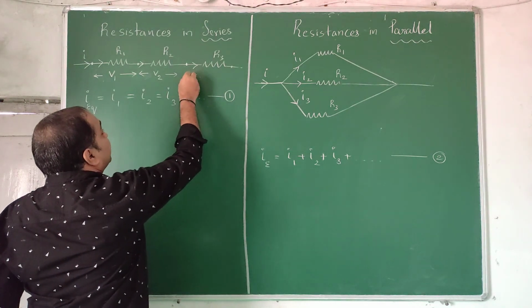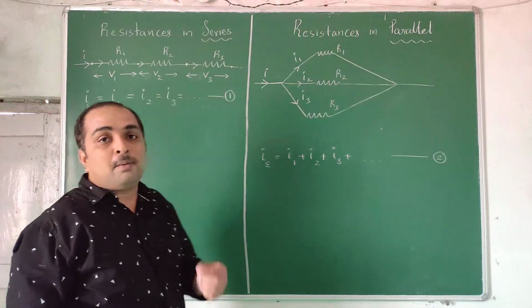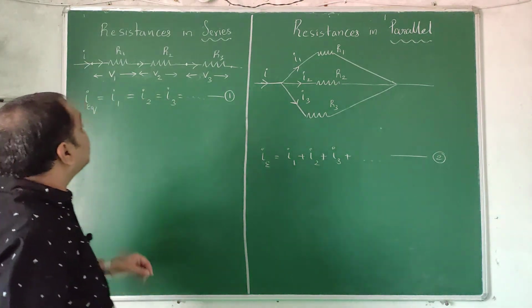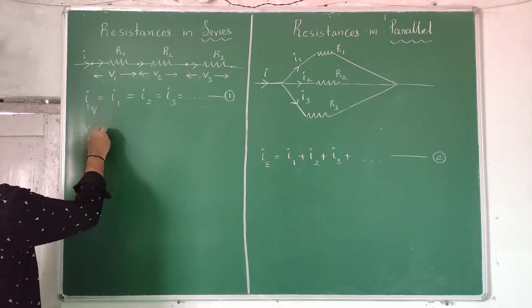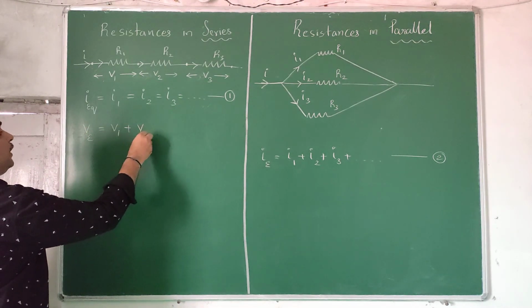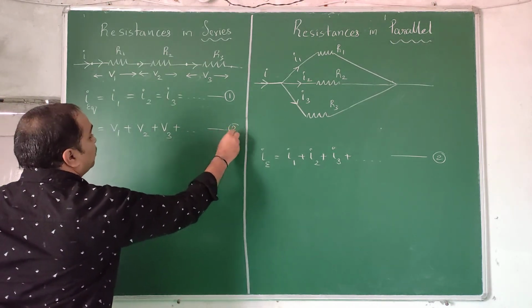So this potential difference is V3. Charge, energy consumed per unit charge is potential difference. So these are 3 potential differences. Now in this case of series, V equivalent is the sum of the V's, V1 plus V2 plus V3, and so on. This is your equation number 2.